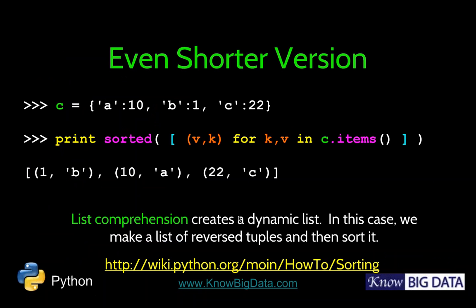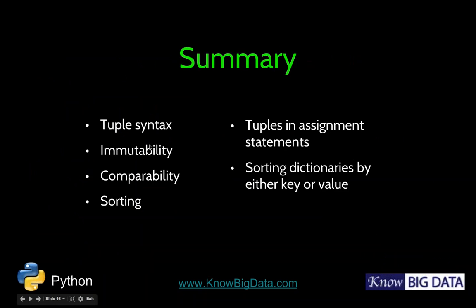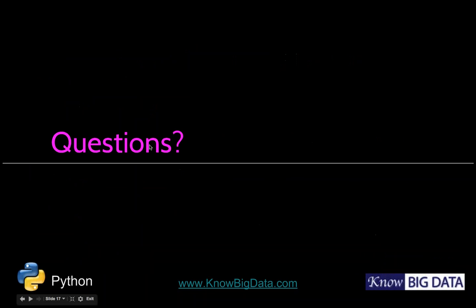Okay. So the for loop can also be written in this manner. Here it says that for k, v in this list, return v, k. This is what it says. All right. So that was a quick overview of tuples.